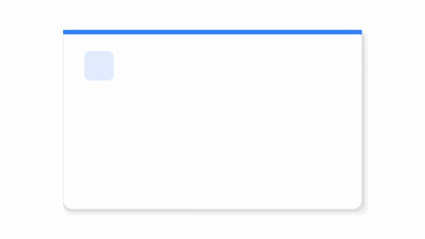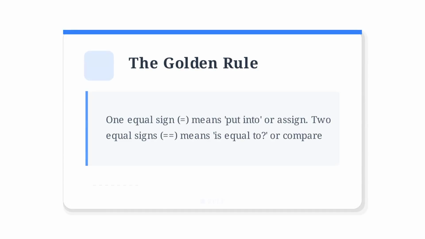Here's the golden rule that will save you so much confusion. 1 equal sign means put into or assign. 2 equal signs means is equal to, like asking a question. We'll use 2 equals next week, but today let's master the single equal.